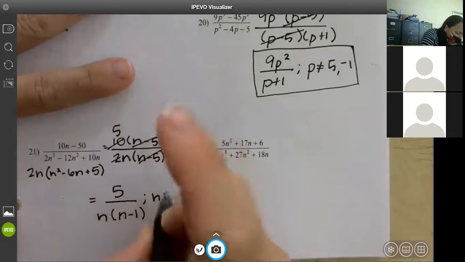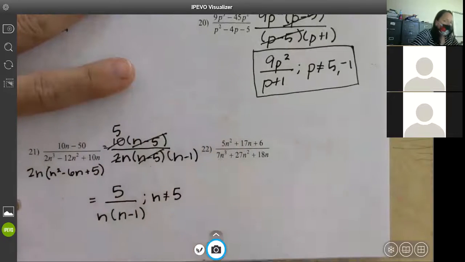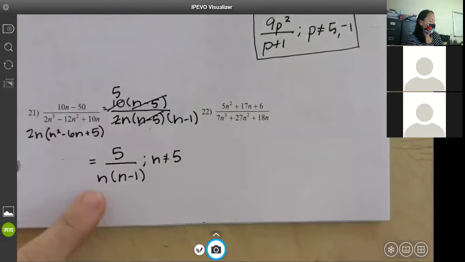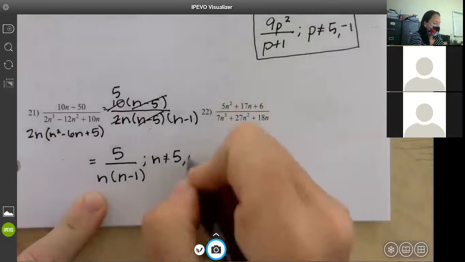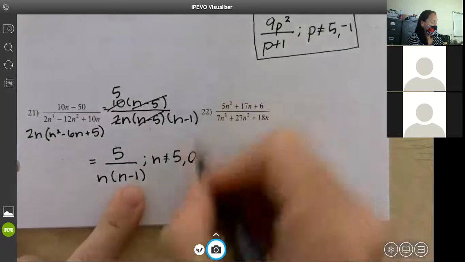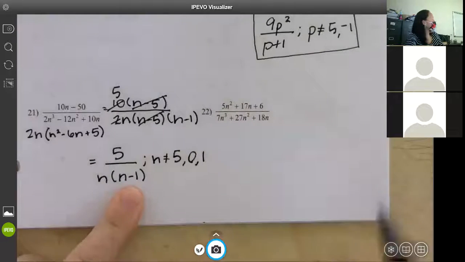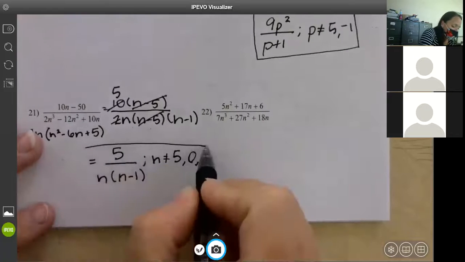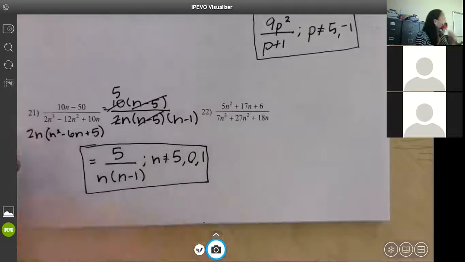You said there was a hole at +5. What is this n cause right here? What is it going to be equal to? 0. So that's a vertical asymptote at 0. But it also has a second vertical asymptote at 1. So make sure the more factors you have in the bottom, the more vertical asymptotes you're going to have. That'll work with holes too. It's not necessarily 1 and 1 all the time.